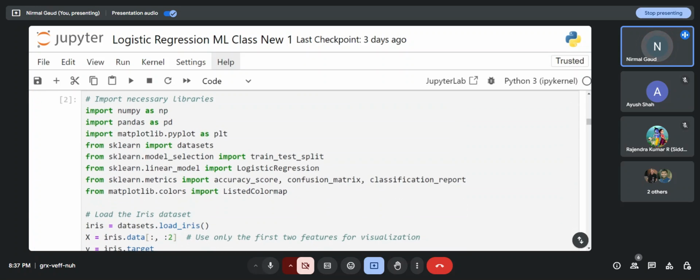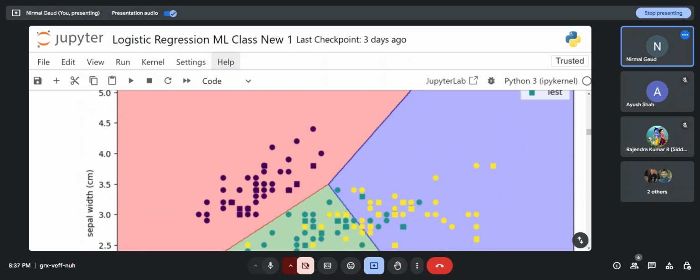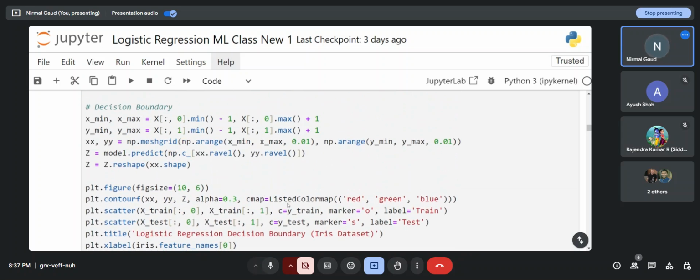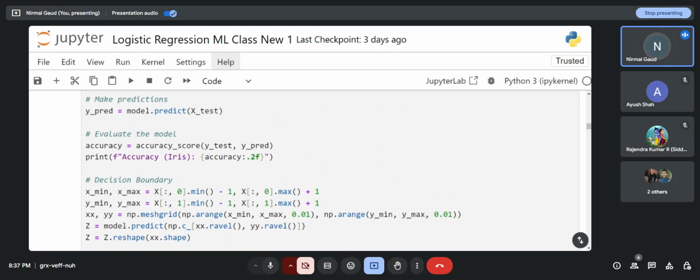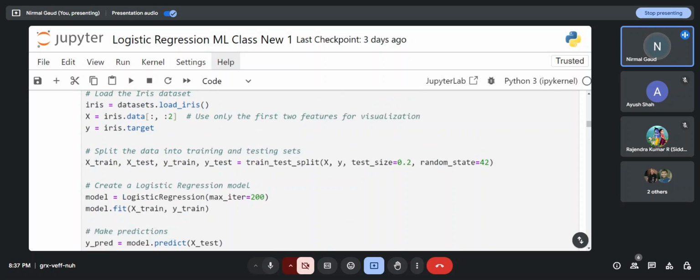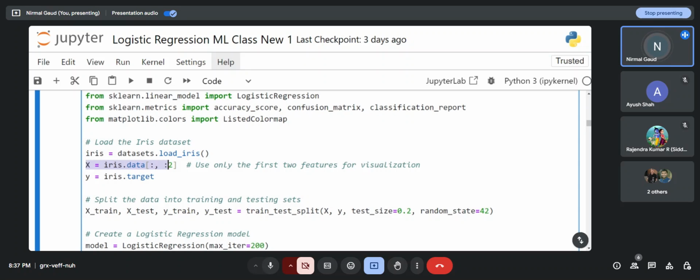Then I have made the decision boundary also. In the decision boundary, we proceeded with the code similarly. We trained over the Iris dataset only. And here you can check the X and the Y. The X means all the rows, and this means only the first two columns. Only the first two columns. Colon 2.